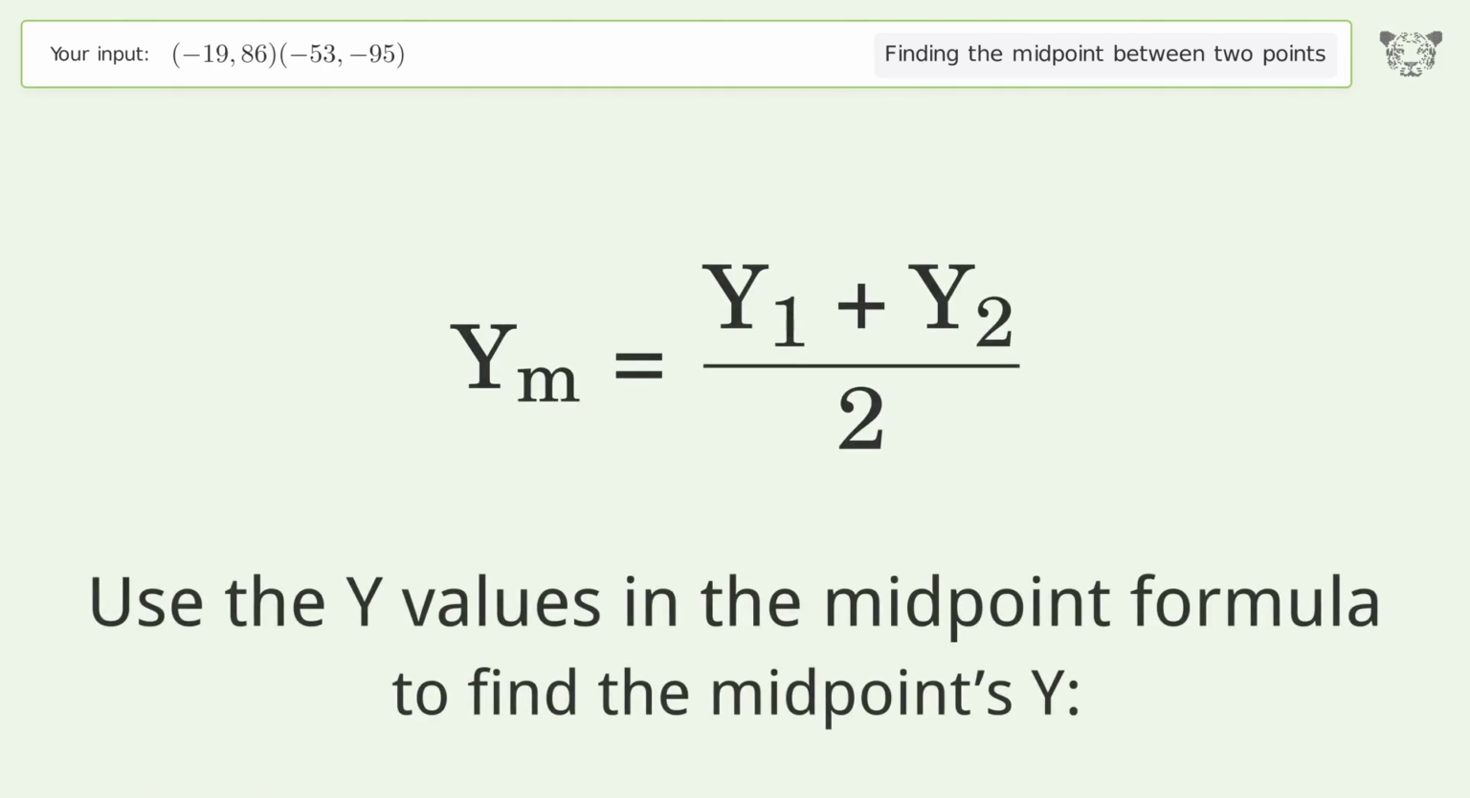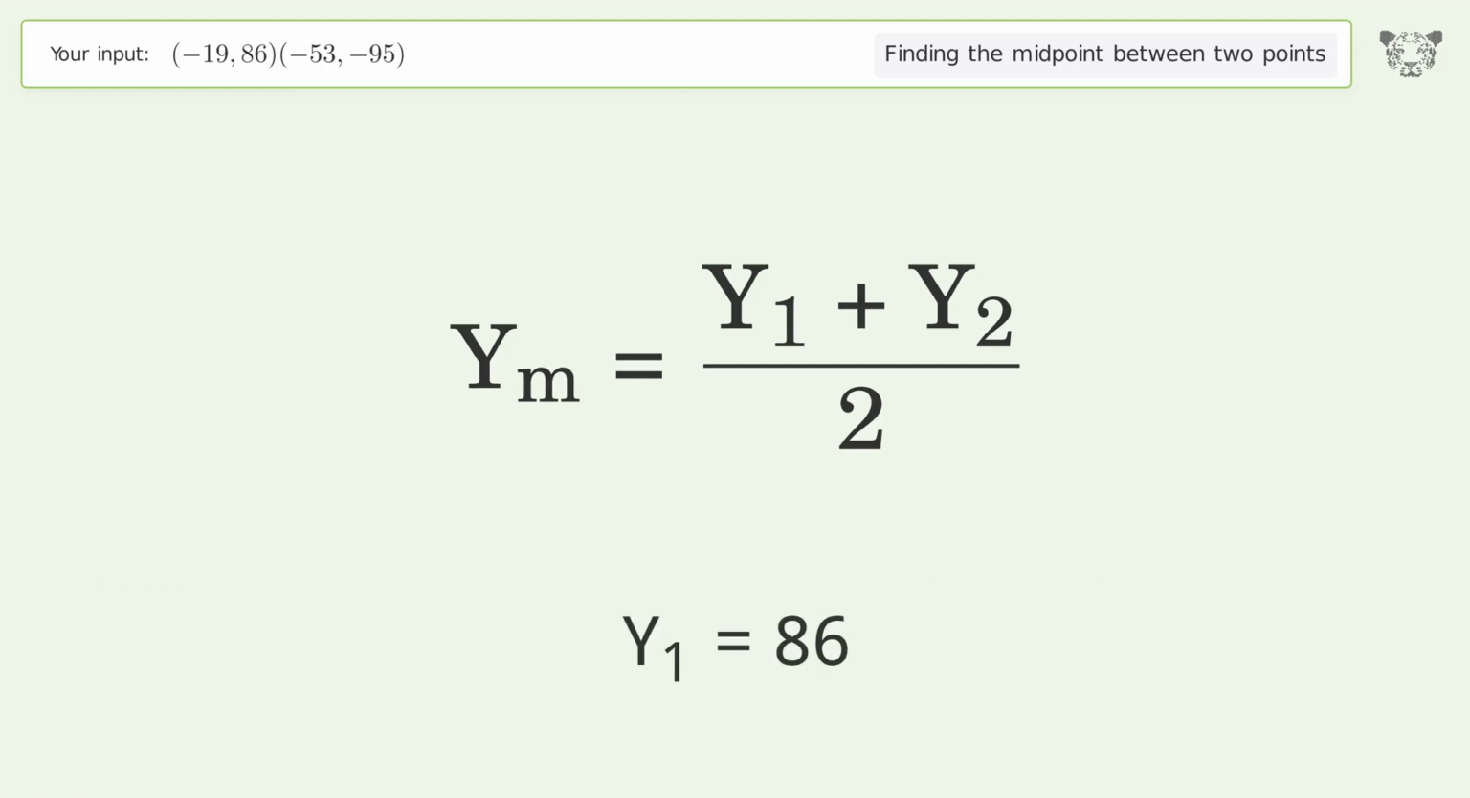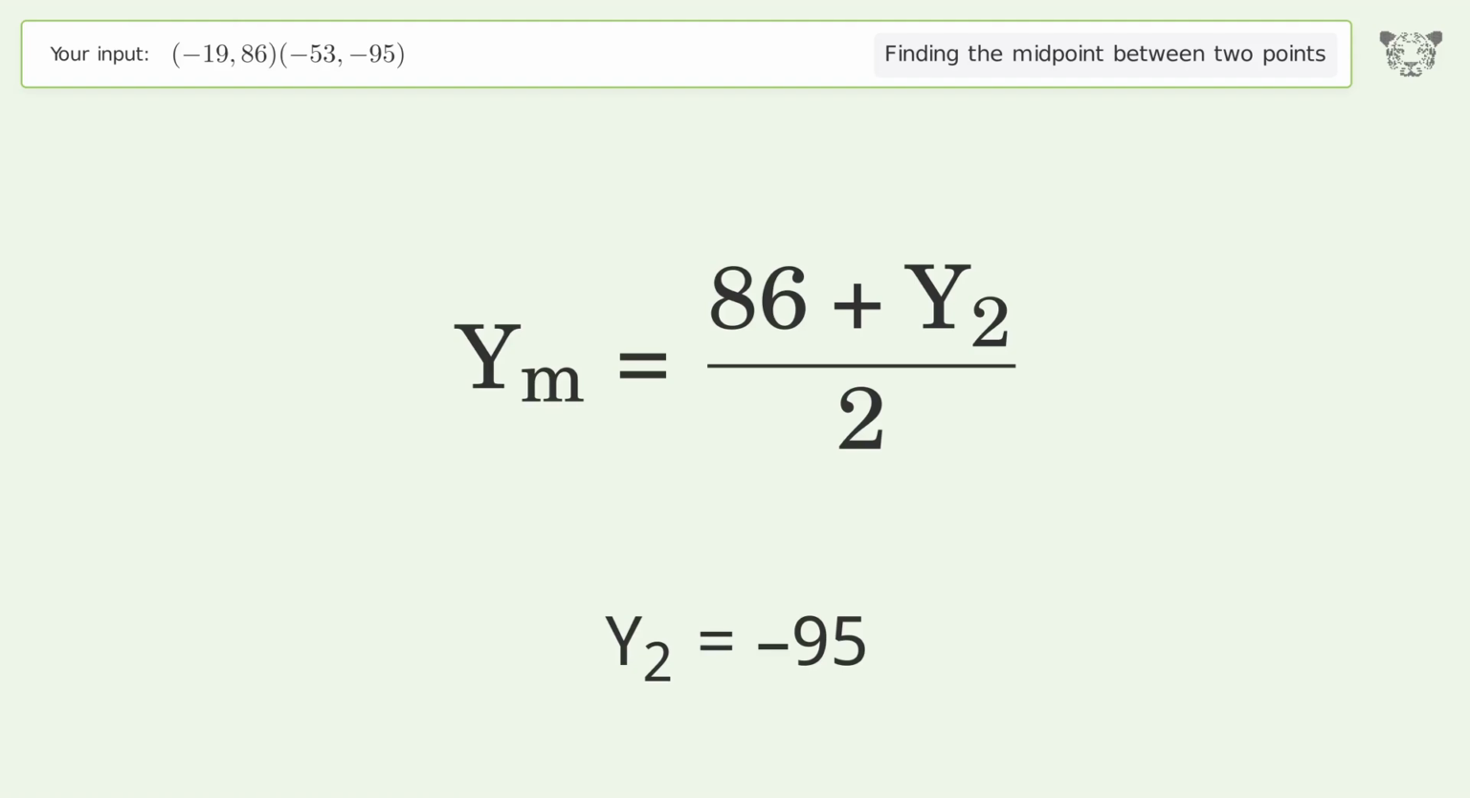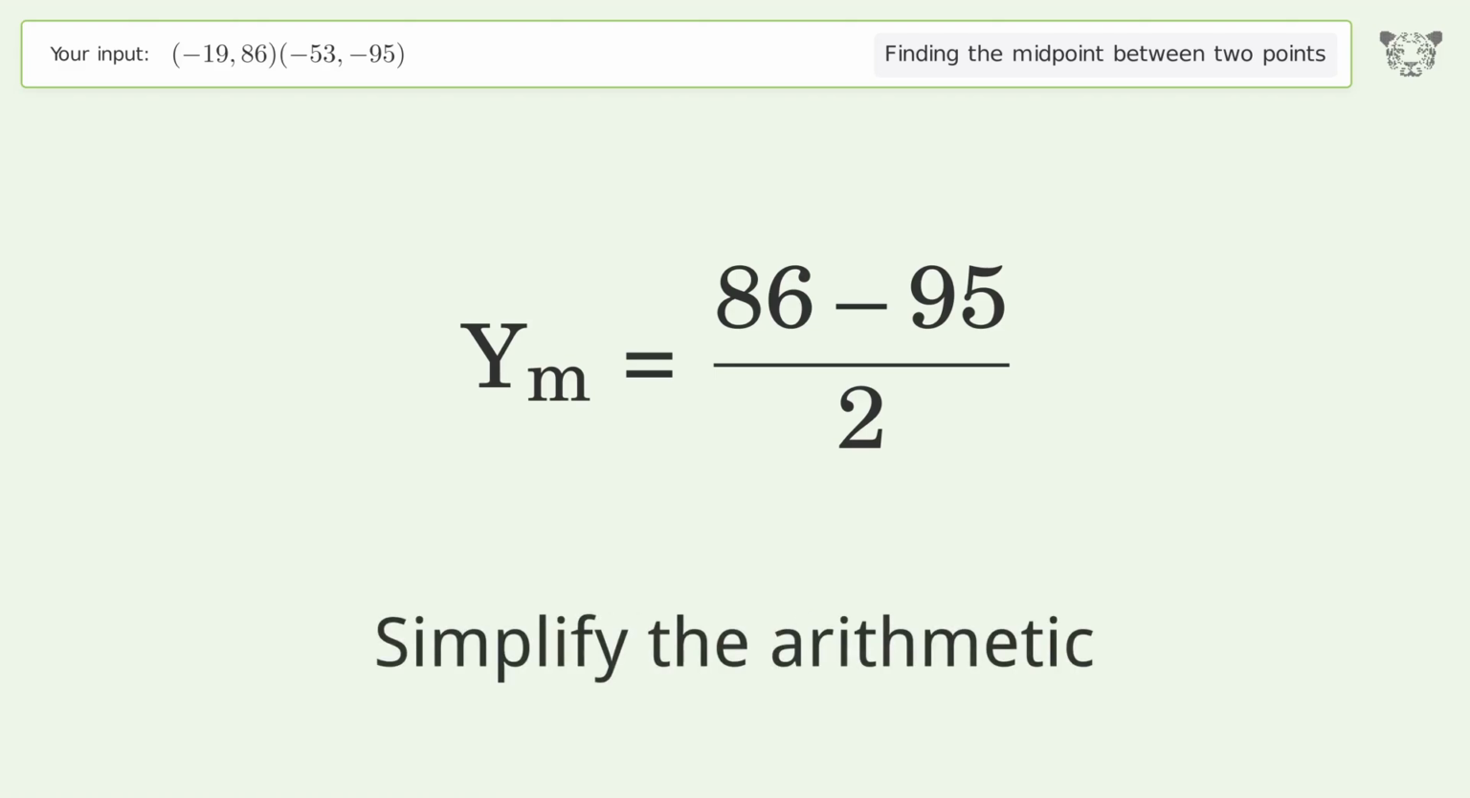Use the y values in the midpoint formula to find the midpoint's y. y1 equals 86. y2 equals -95. Simplify the arithmetic.